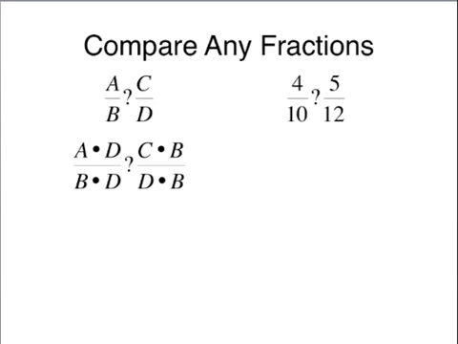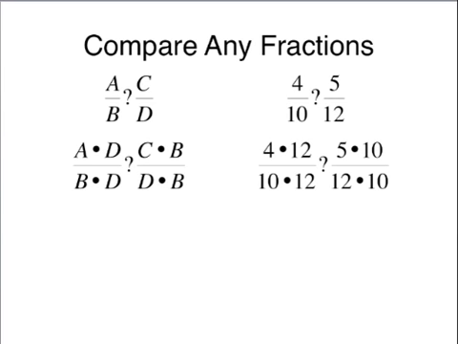To compare 4/10 with 5/12, multiply both the 4 and the 10 by 12, and multiply both the 5 and the 12 by 10. Now we can compare 48/120ths versus 50/120ths, and we can tell that the second one is greater.